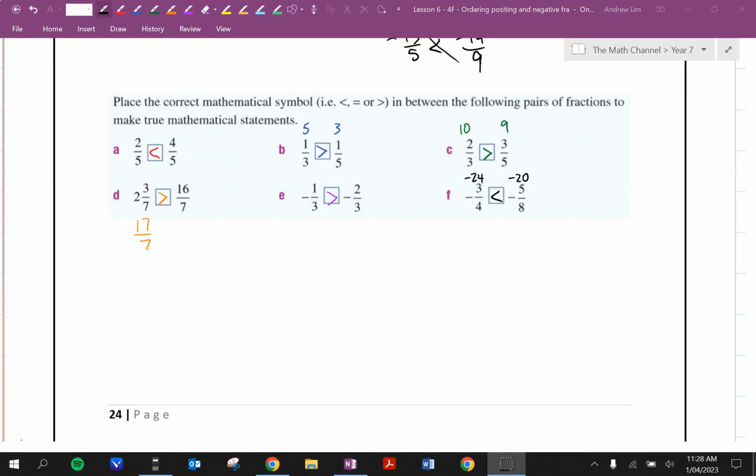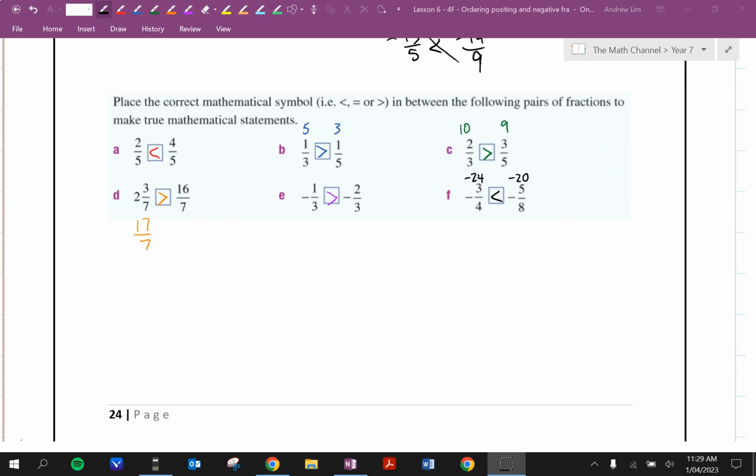Alright, so here are my answers. Question A, nice and simple. Because they both have the same denominator, very easy to compare. Just point the arrow at the smaller number, 2 is smaller than 4, so we're pointing to the left. For question B here, all I did was cross-multiply. 1 times 5 is 5, so I wrote a 5 over there. 3 times 1 is 3, so I just point at the smaller number, 3 is less than 5.